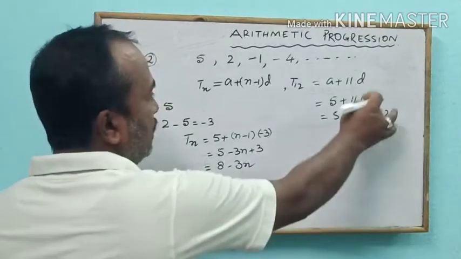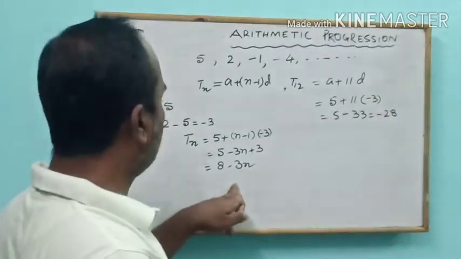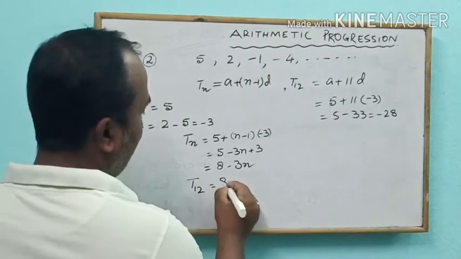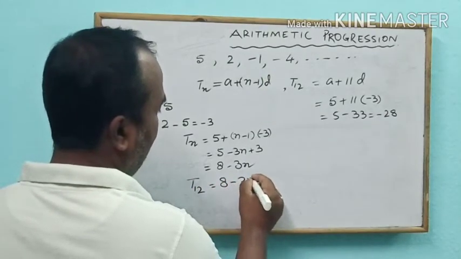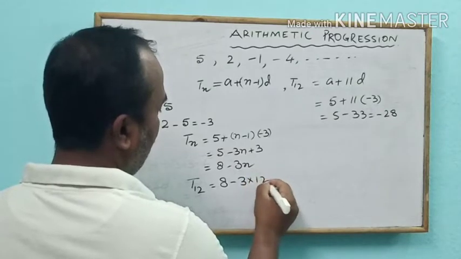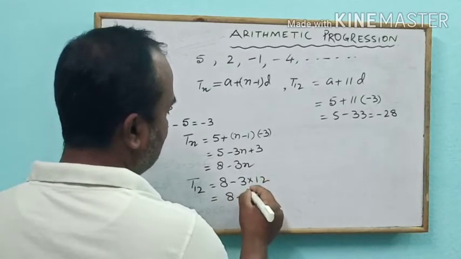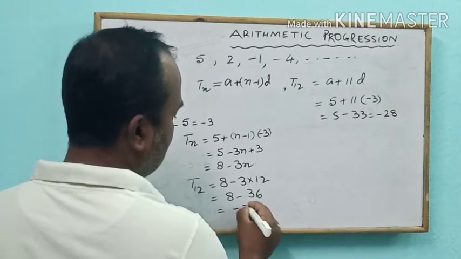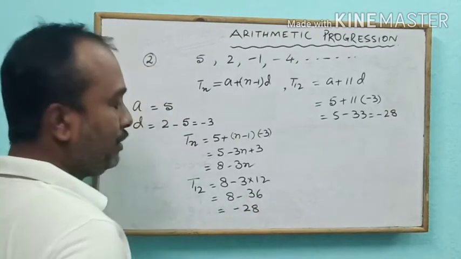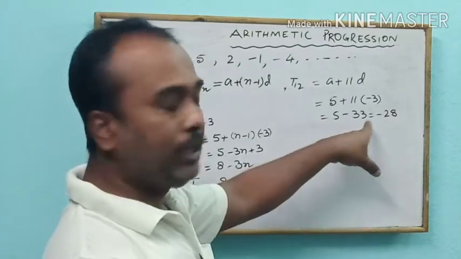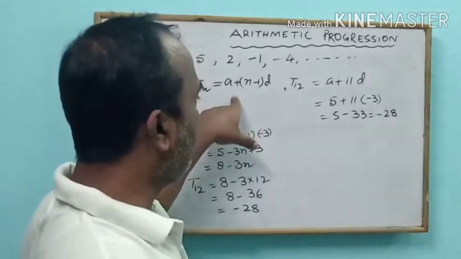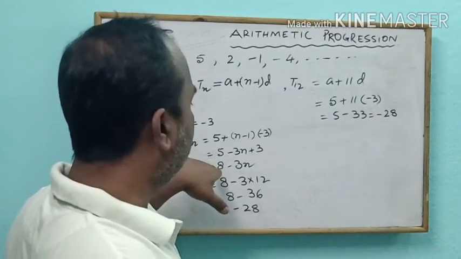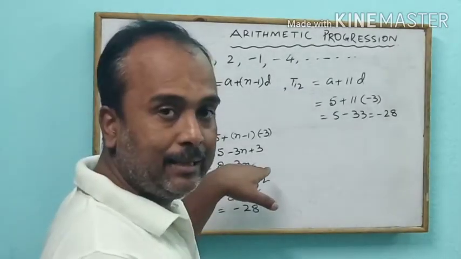The same answer T12 could be found from here also. That means here if I write T12, that will be 8 minus 3 into n is 12, that is 8 minus 36, that is minus 28. So either you find out T12 by this formula, or you can use the formula which we have derived, 8 minus 3n.